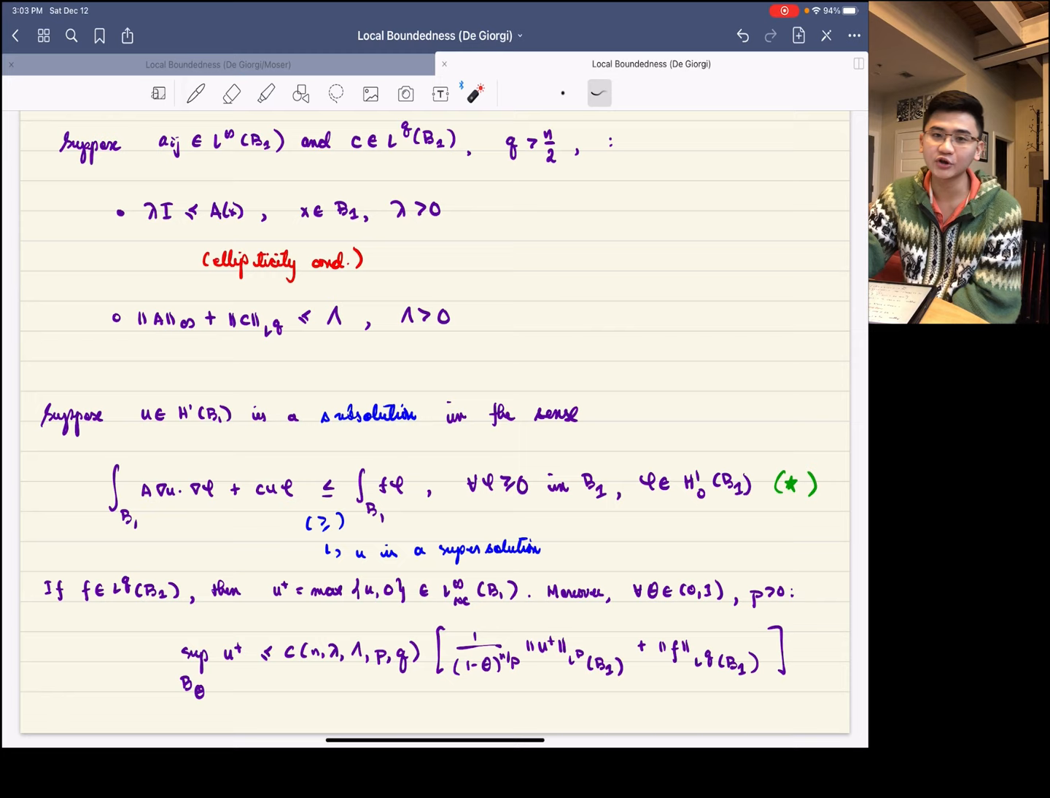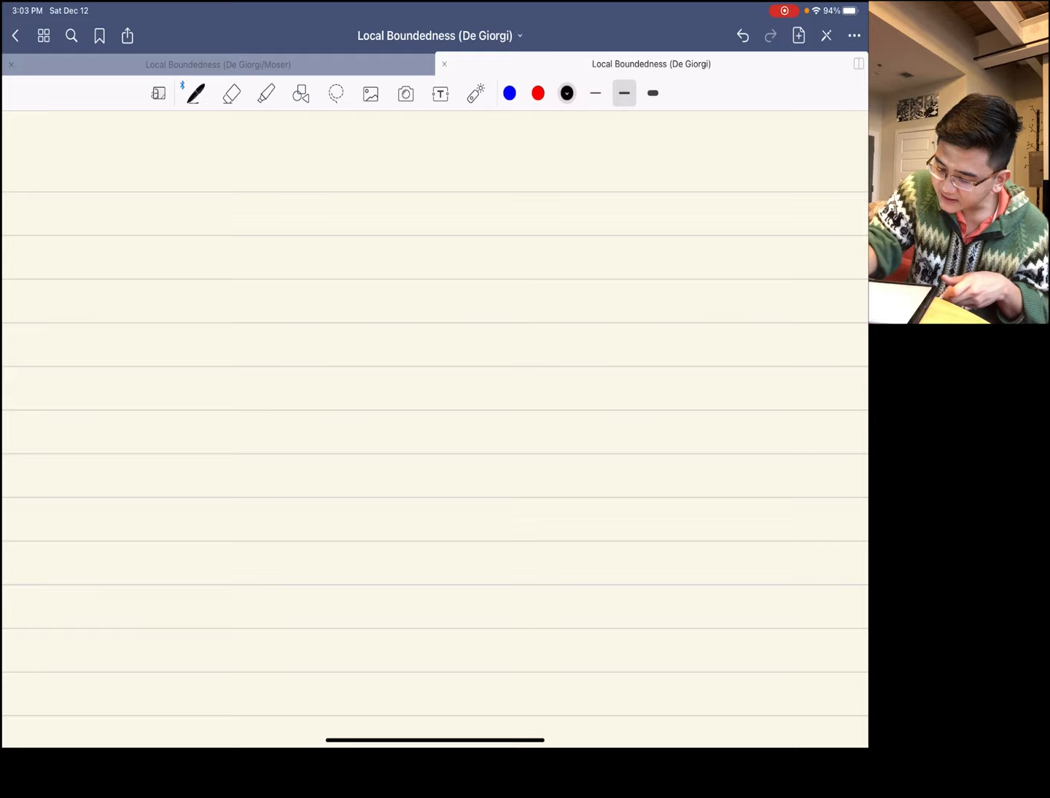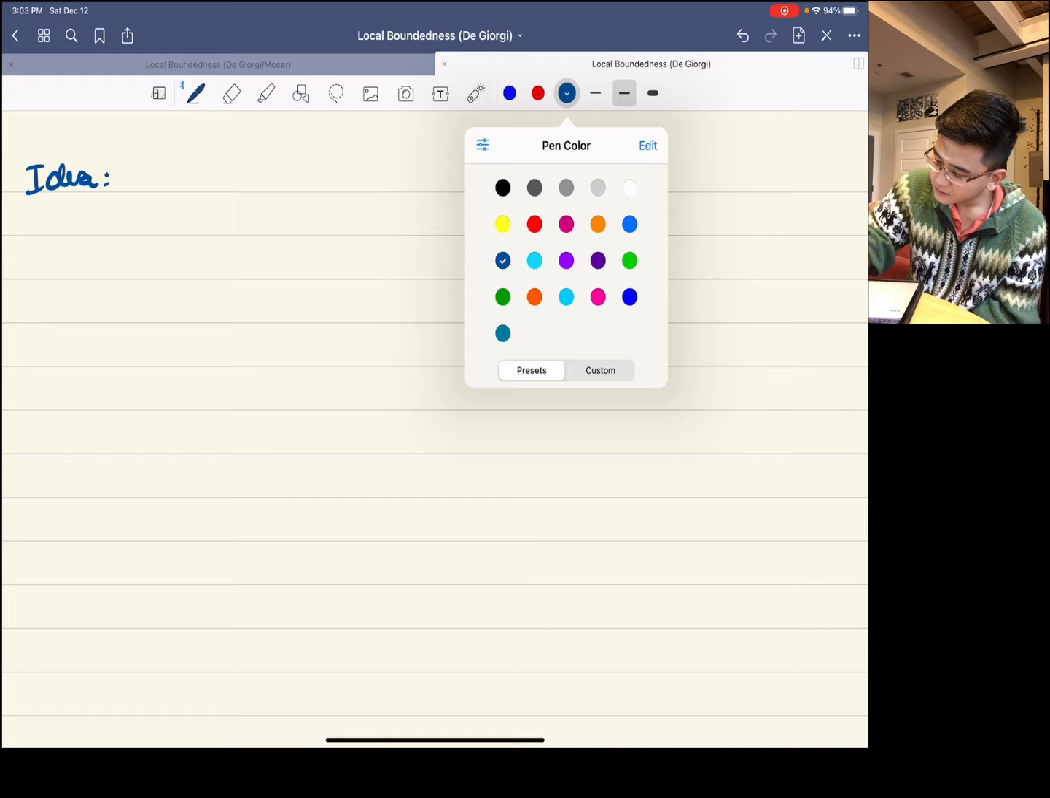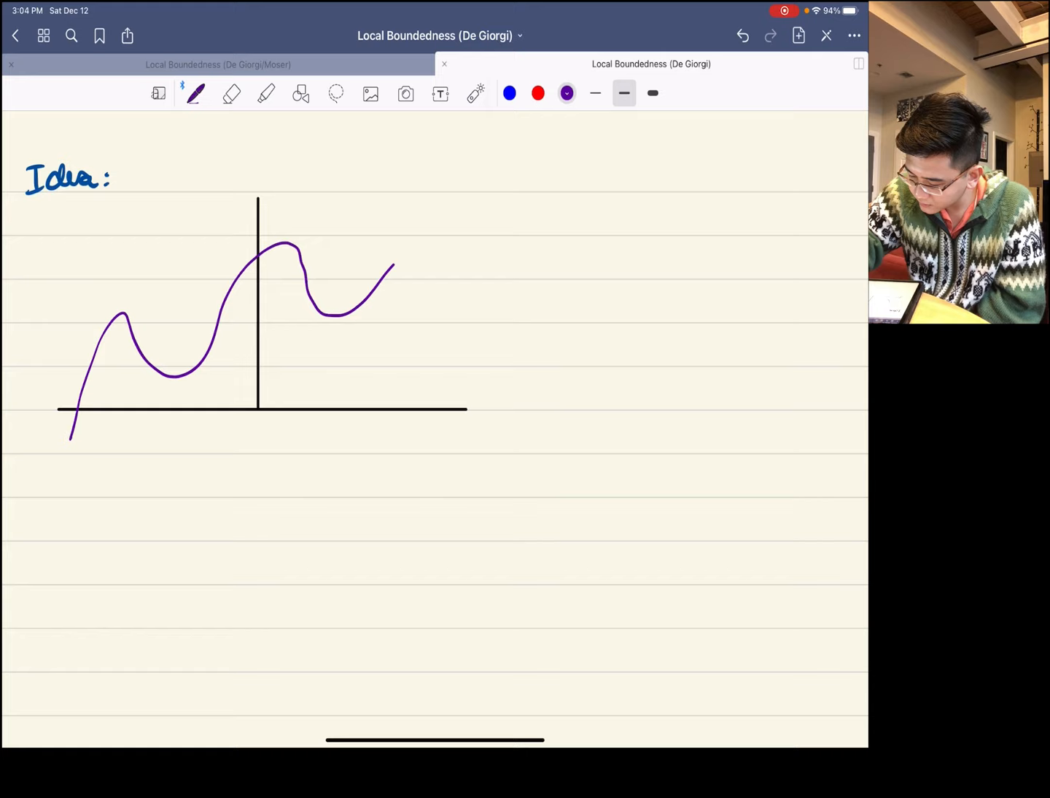This is where you use the iteration showing that the solutions are bounded. So what is the general idea for it? Let me try and sketch it. Okay. So the general idea is, okay, let's draw some axes. And suppose that this is u. Okay, suppose that is u.